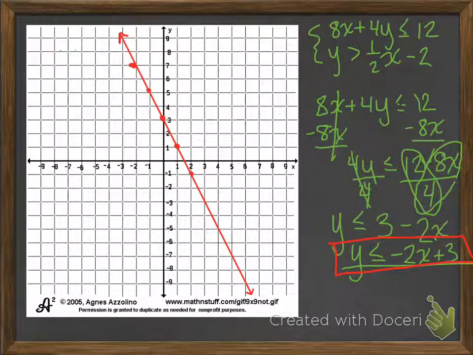We have that one line graphed now, so now we can look at the y greater than 1/2 x minus 2. So we have an intercept of negative 2, so go ahead and plot that on your graph. So down on the y-axis, negative 2. And we need to decide if it's a dotted or dashed line or a solid line. And since we have just the greater than symbol, we should know we have the dashed line.